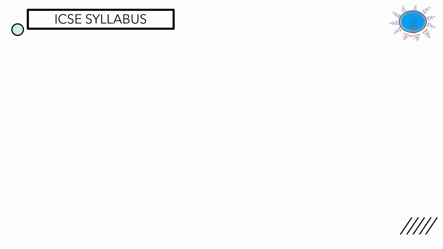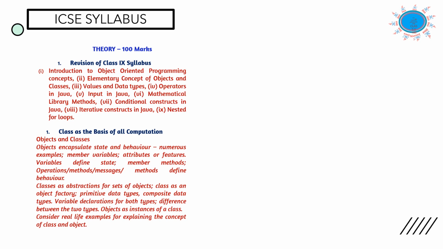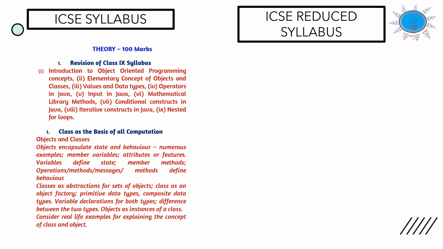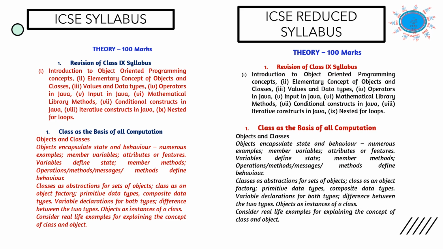Now we can see which topics we have to concentrate on and study, and which sections are removed. Here we can see the ICSE syllabus. On the left hand side I am showing the syllabus of computer application, which we were doing all these years. On the right hand side the reduced syllabus is shown, which is only for this year, that means the board exam 2021.